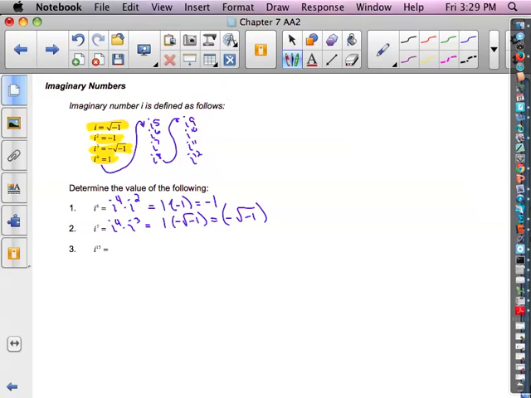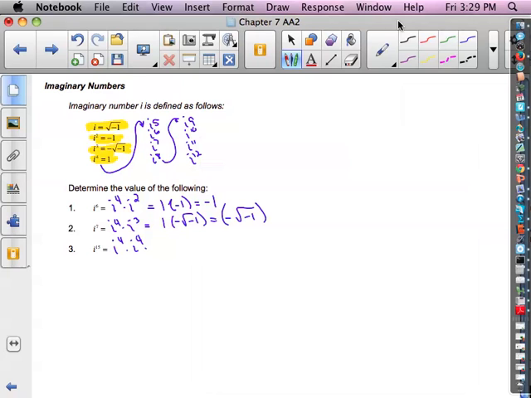i to the 15th becomes i to the 4th times i to the 4th times i to the 4th times i to the third. So that just becomes 1 times 1 times 1 times then negative the square root of negative 1. So the answer is negative the square root of negative 1. And that's how you can think about that definition of an imaginary number.